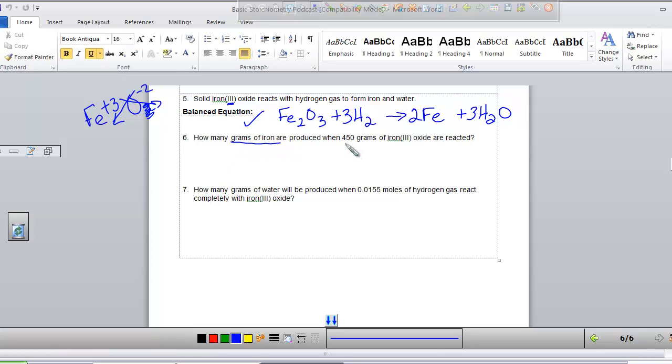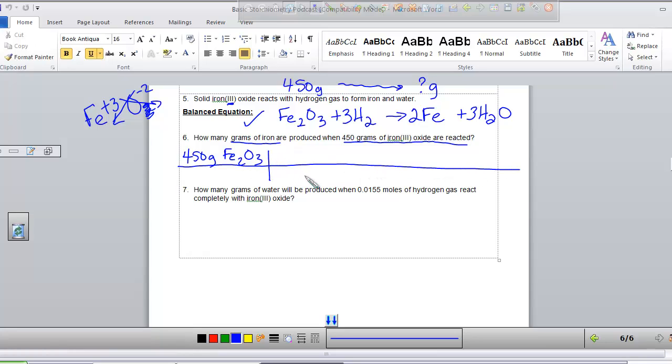All right, how many grams of iron are produced when 450 grams of iron 3 oxide are reacted? So we have 450 grams of this, and we want to know how many grams of iron. So we're trying to get to this. This is our goal. Okay, let's start with what we were given, 450 grams of iron 3 oxide. Okay, and that's automatically going to be our denominator because we want to be able to cancel that. So we want to go from grams. The only thing we can do is go to moles of iron 3 oxide. When you add up 2 irons and 3 oxygens, you'll see that you get 159.7 grams in 1 mole. Let's cancel our units.